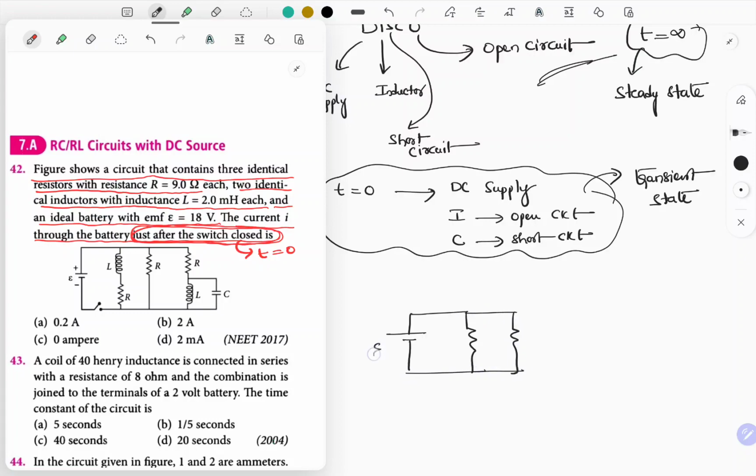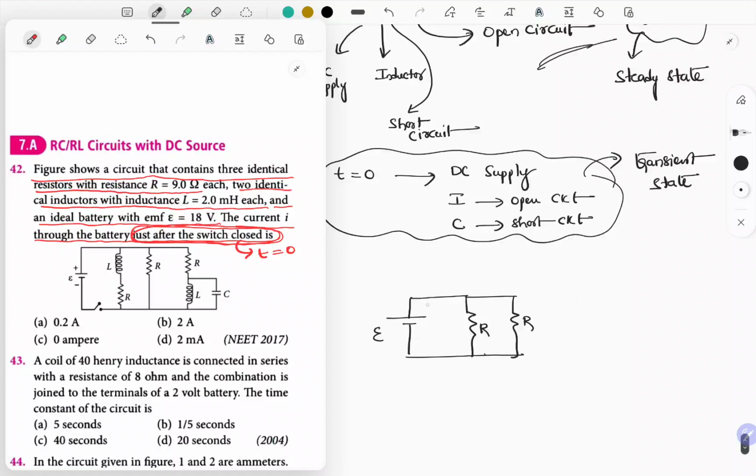Okay, so this is E and this is R. EMF is 18 volts. Then I is equal to V by R equivalent. V is 18, R equivalent is R by 2, where R is 9 ohm, so 9 by 2. So the answer is going to be 4 ampere. Sorry. Yes, it is correct. 4 amperes is correct.